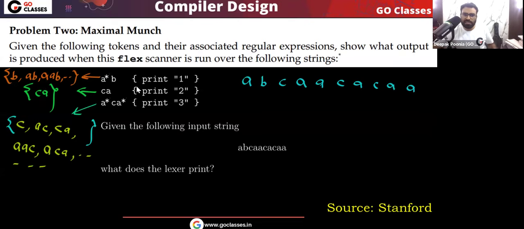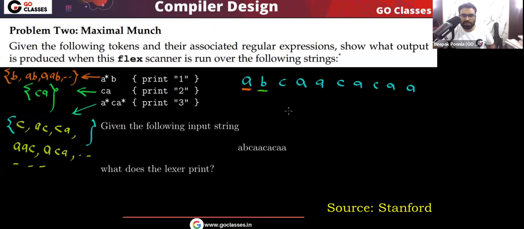Now, let's see here. For this input, let's read it from left to right, character by character. When I read this A, which regular expressions are in the race? The second is not in the race because the second regular expression has only one string, that is CA, which starts with C. So when you read this character A, the first and third are in the race.